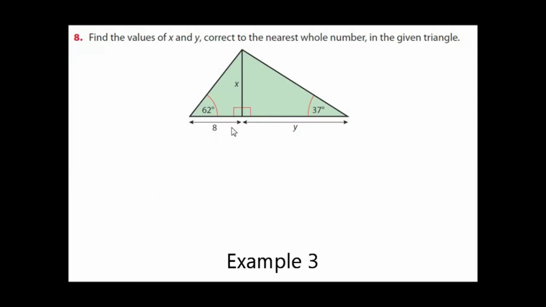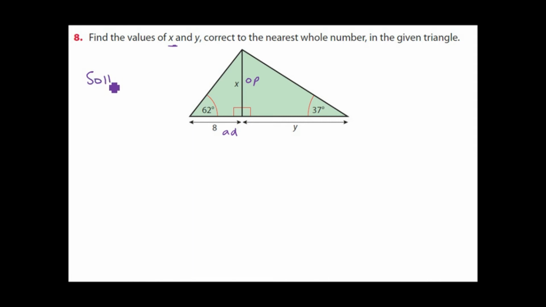Okay, example 3. Now this, again, it just looks more muddled. There's maybe 3 triangles in the picture here. It first asks us to find x, and we see x is part of this small triangle where we know the angle 62 and the side 8. So compared to 62, x is opposite 62.